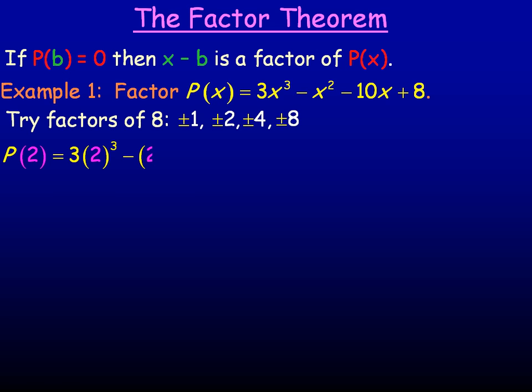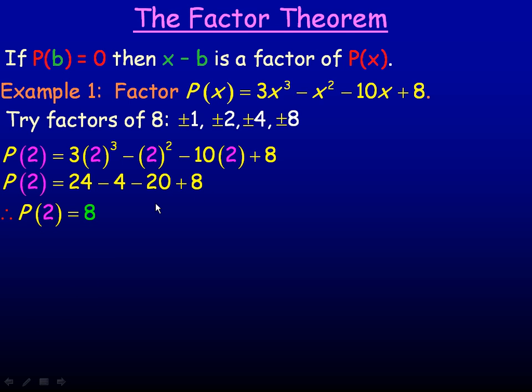For example, we could try to see if p of 2 has a remainder of 0, which means that we're looking to see if x minus 2 is a factor of this polynomial. So if we fill 2 in, we go 3 times 2 cubed, and that's 24, because 2 cubed is 8, times 3 is 24. 2 squared is 4, 10 times 2 is 20, and plus 8. And that works out to be a value of 8. So the fact that it's not 0 means that p of 2 is 8. The remainder is not 0. So x minus 2 is not a factor of this polynomial.